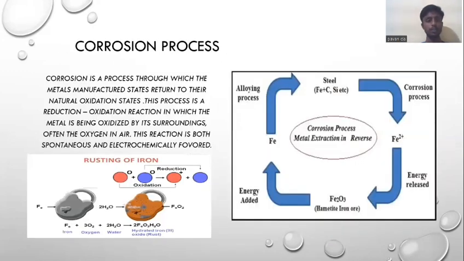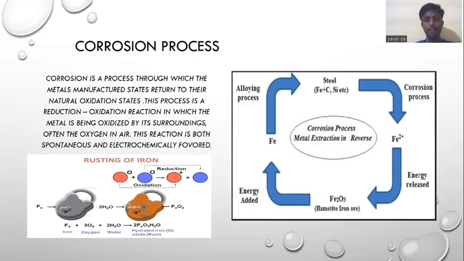Now, what is the corrosion process? Corrosion is a process through which a metal's manufactured state returns to its natural oxidation state. This is a reduction-oxidation reaction, in which the metal is oxidized by its surroundings, often the oxygen in air. This reaction is both spontaneous and electrochemically favored. As you can see in the example of the rusting of iron, first oxidation takes place, then reduction. The iron metal is pure in the first image, and in the second image it is rusted due to oxidation and reduction.